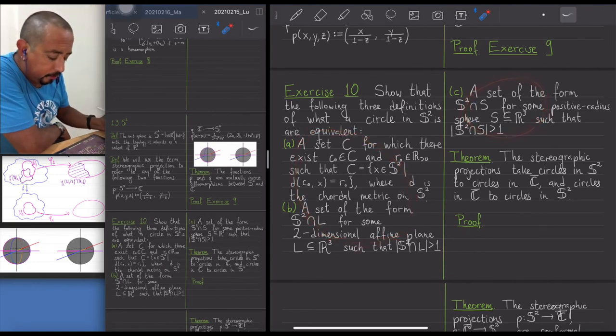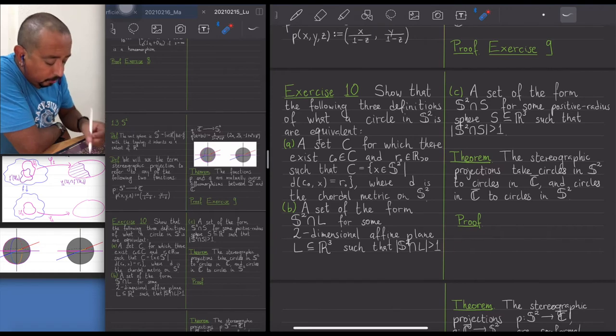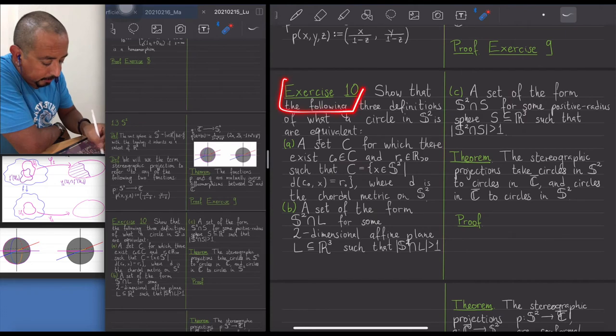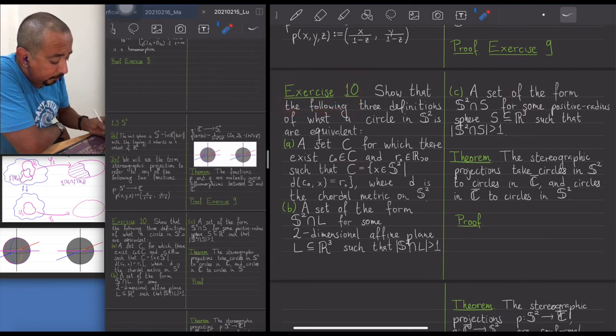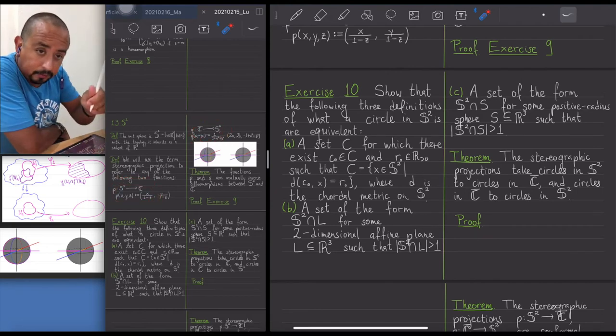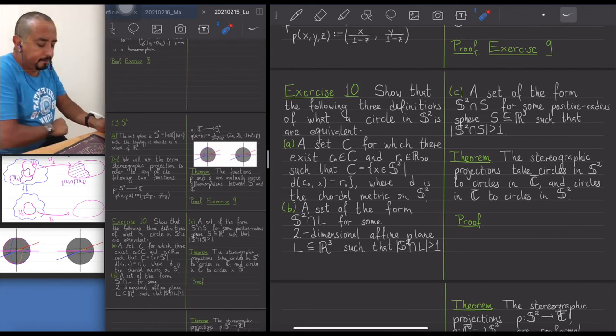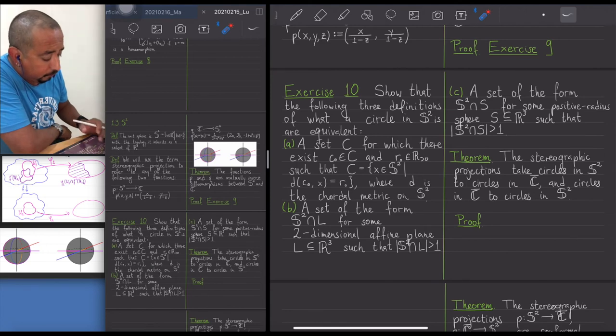Okay, with whatever definition you like most, one has equivalence. These three definitions are equivalent. This is an exercise. And it turns out that the stereographic projections then send circles to circles and disks to disks. So they send circles to circles, hence disks to disks. Okay.